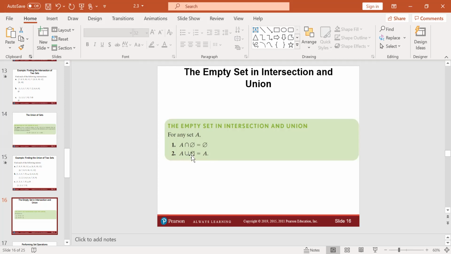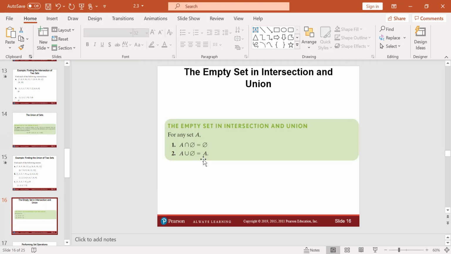If you union the set A with the empty set, well, the union says everything in set A has to make it in, and then everything in the empty set also would have to make it in, but there's nothing that the empty set is contributing. But A still contributes all its elements, so it turns out that ends up just repeating itself and being the set A.